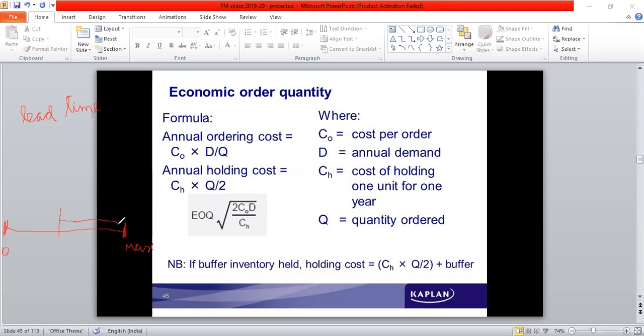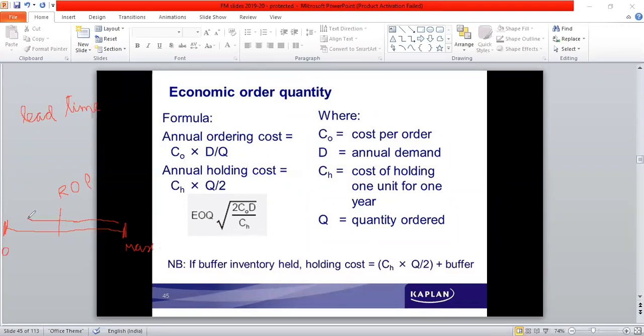Once it reaches that level, there is another order which is placed. This is called the reorder point. At the point when they reach that, they place an order. Then, even after the order is placed, the material keeps decreasing.